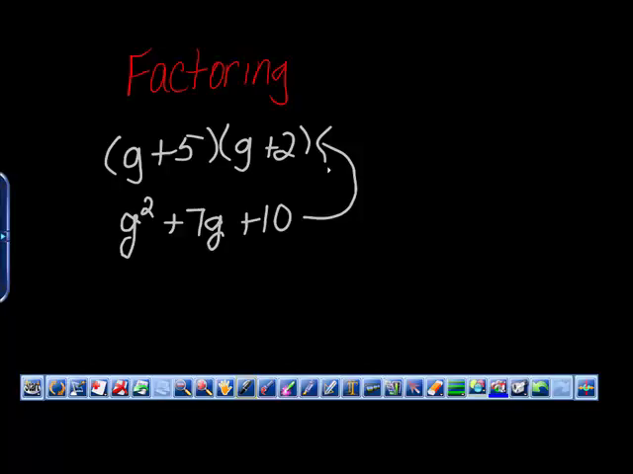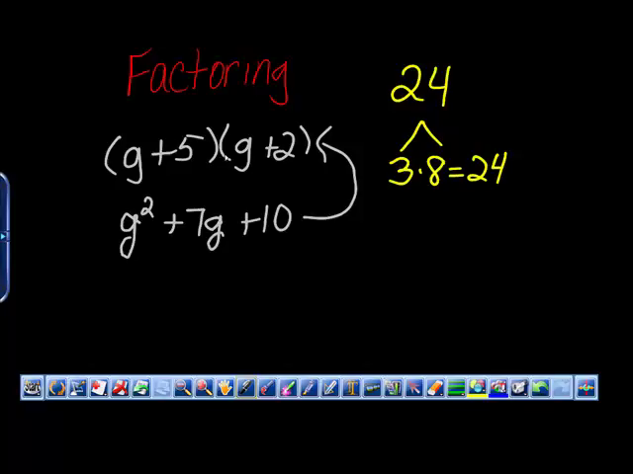Now you've done factoring before, primarily with just numbers. The number 24 can be factored into two numbers that multiply together to equal 24, such as 3 and 8. 3 and 8 are factors because 3 times 8 equals 24. G plus 5 and g plus 2 are factors because these two things can multiply together to get g squared plus 7g plus 10. So our two binomials are considered the factors.